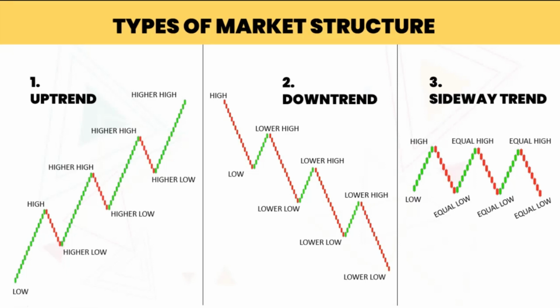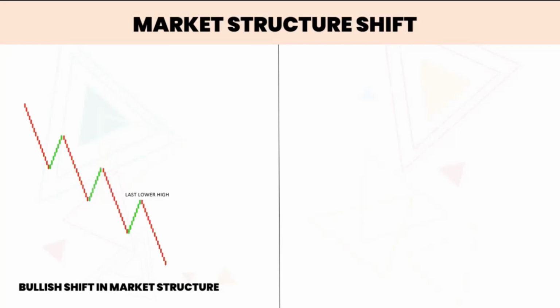Okay, so the next thing we'll be looking at here is market structure shift. Now we've already known what is a bullish, that's an uptrend, right? A bullish trend. An uptrend is also a bullish trend. So, and then how do we look at market structure? Do you understand me? Let me go back a little.